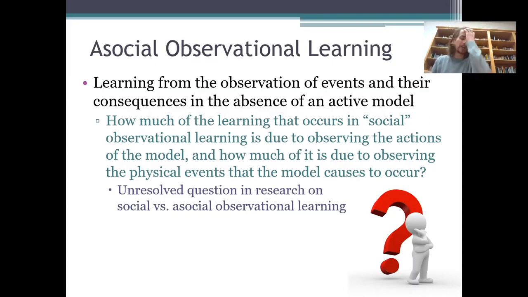So anyway, it's an interesting question. It's one that researchers have been looking into, but it's currently unresolved, so there's not much of an answer I can give you for now. The more basic thing to take away from this stuff about social versus asocial observational learning is just that imitating a model is not the only way that learning can occur through observation. Sometimes we learn by observing events and their consequences, even when no model was present to cause those events to occur.